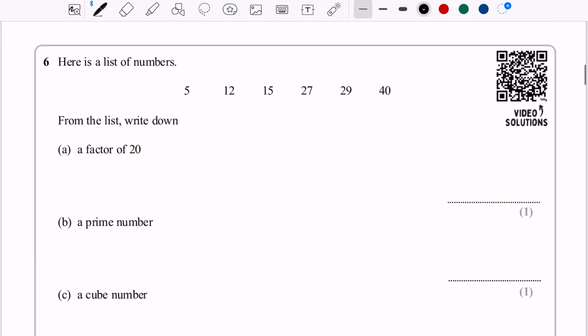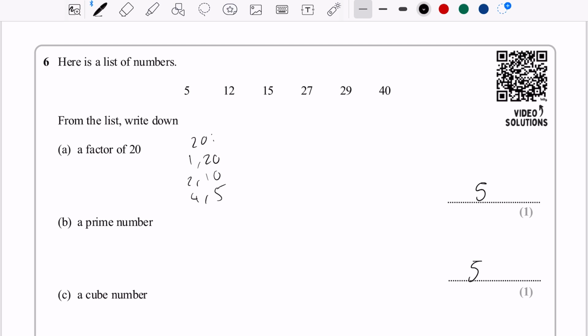Here's a list of numbers. From the list, write down a factor of 20. So the factors of 20, you've got 1, 20, 2, 10, 4, 5. 5's on there, so that'll do lovely. Okay, a prime number. Well, to be fair, it doesn't say you can't use the same number twice. 5 is a prime number. So is 29 to be fair, but 5's a bit easier.